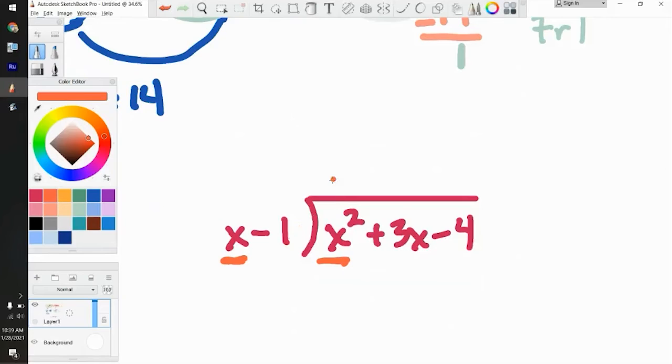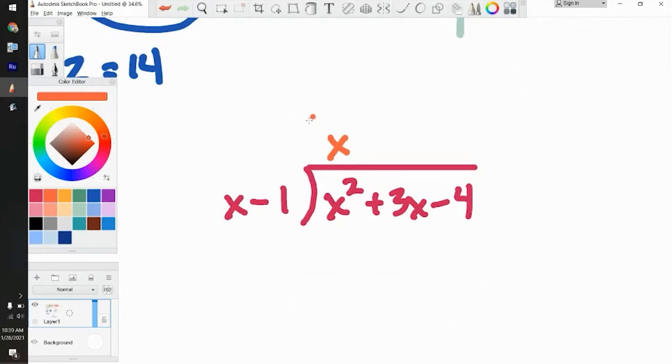Okay, so I want you to think in your head, what do you multiply x by to get x squared? What do I multiply x by to get x squared? X, thank you. Good job chiming in. That's awesome. Okay, then what you do, you have to multiply that x by these two things here. So you're going to get x squared minus x.